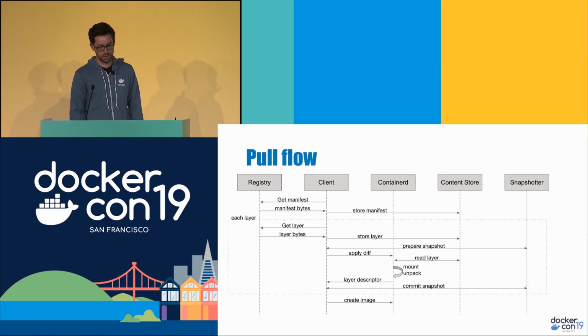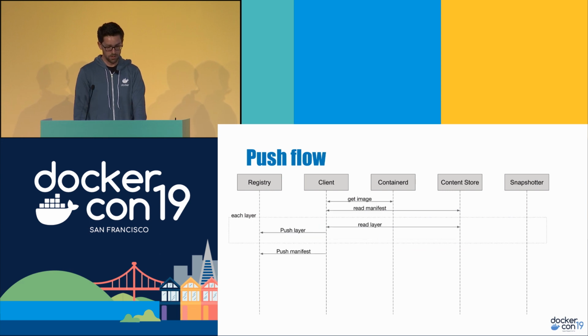Once all the layers have been completed, the client will just call a create image call back to containerd, and at that point the pull is done. You have your image and you can run it.